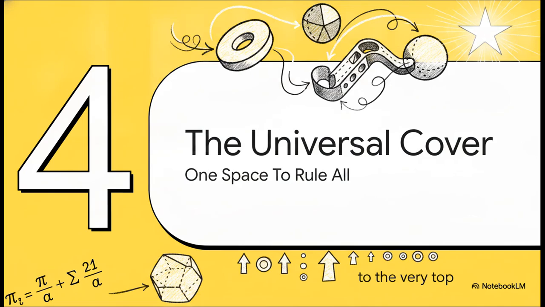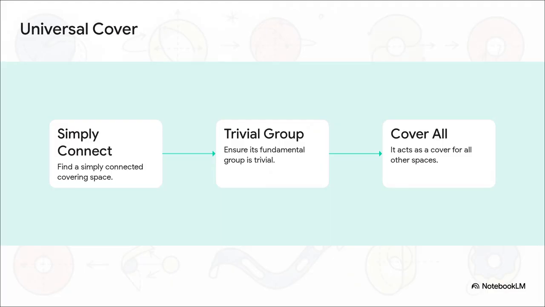Section 4. The universal cover. Now, this hierarchy of subgroups raises a pretty fascinating question. Is there one ultimate covering space at the very top? Like one space to rule them all? Well, the answer is yes. To find it, we look for a covering space that is simply connected. All this means is we ensure its fundamental group is entirely trivial. It has absolutely no holes. Its pi1 is just the trivial group.